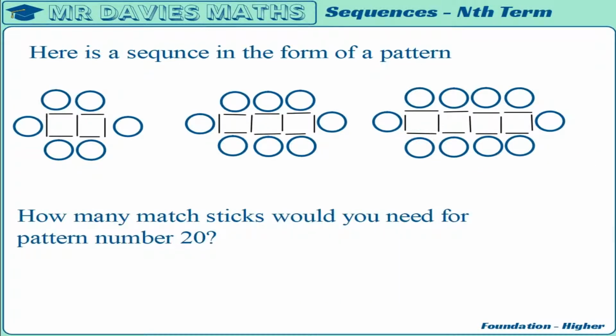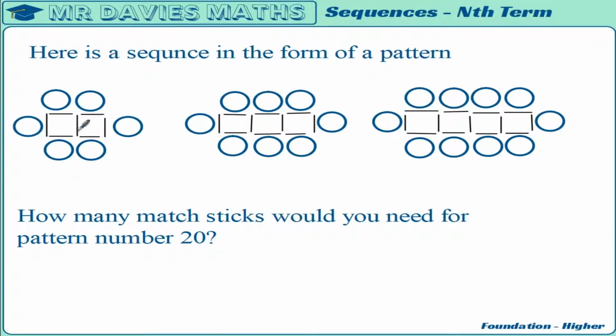Right, what about this one then? This is a bit more confusing. You've got circles and you've got matchsticks now. Here is a sequence in the form of a pattern. How many matchsticks would you need for pattern number 20? Well, to be honest, it doesn't ask me about the circles, so I'm going to ignore the circles for the time being. I'm going to look at the matchsticks only.